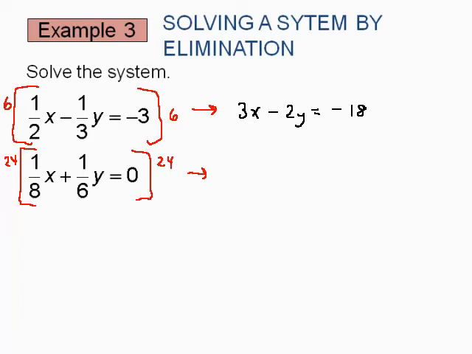The second equation, running the 24 through there, 24 times 1/8 x is going to give us 3x. 24 times 1/6 y will be plus 4y. And of course, 24 times 0, doesn't matter what you do to him, you get 0.